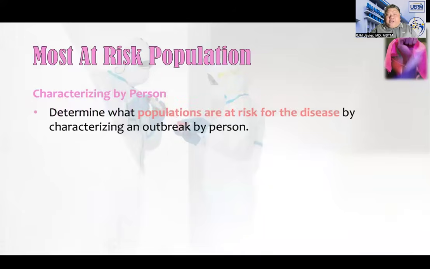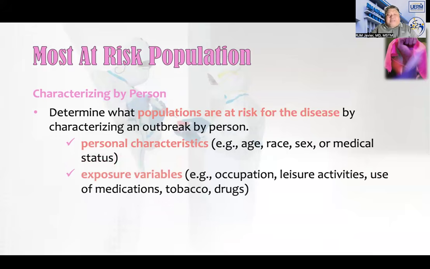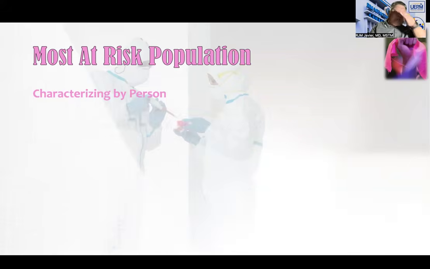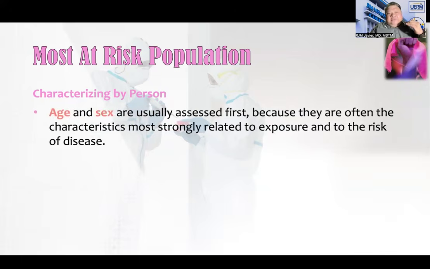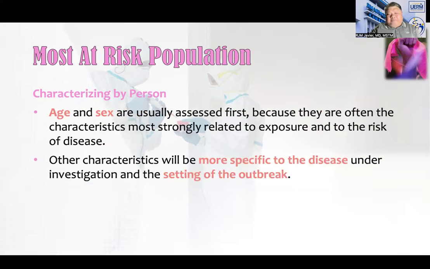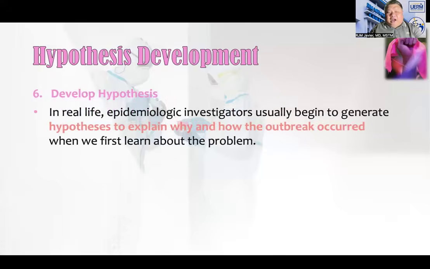Then we characterize according to person. We look at the most at-risk population. Often we look at personal characteristics and possible exposure variables, and these are the things that come into play when we talk of susceptibility to the disease and opportunities for exposure. Usually, age and sex are the first two characteristics that are looked into in terms of characterizing an outbreak, but sometimes there will be more specific variables or characteristics that would be suggestive of a disease, and this is where the setting of an outbreak may become very useful. Then we develop hypotheses of causation.